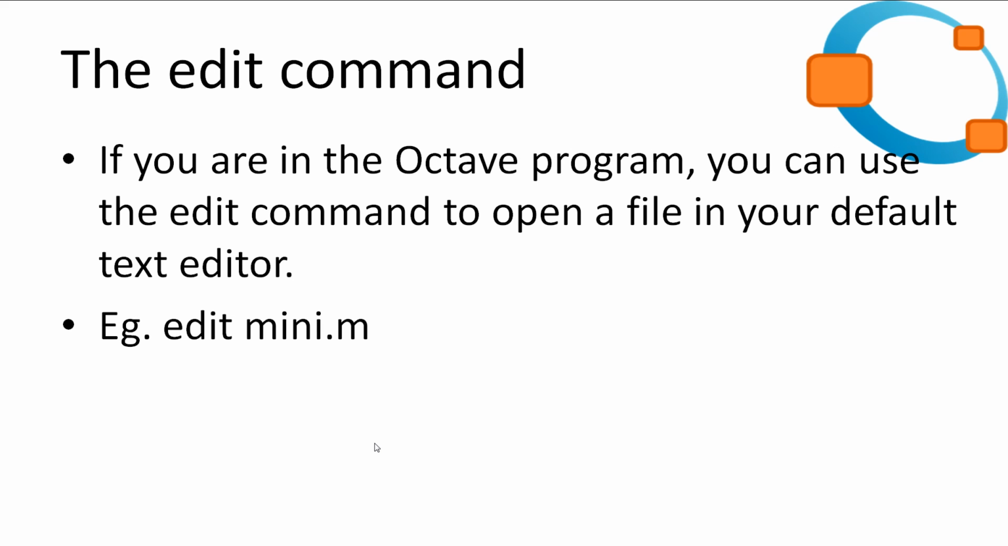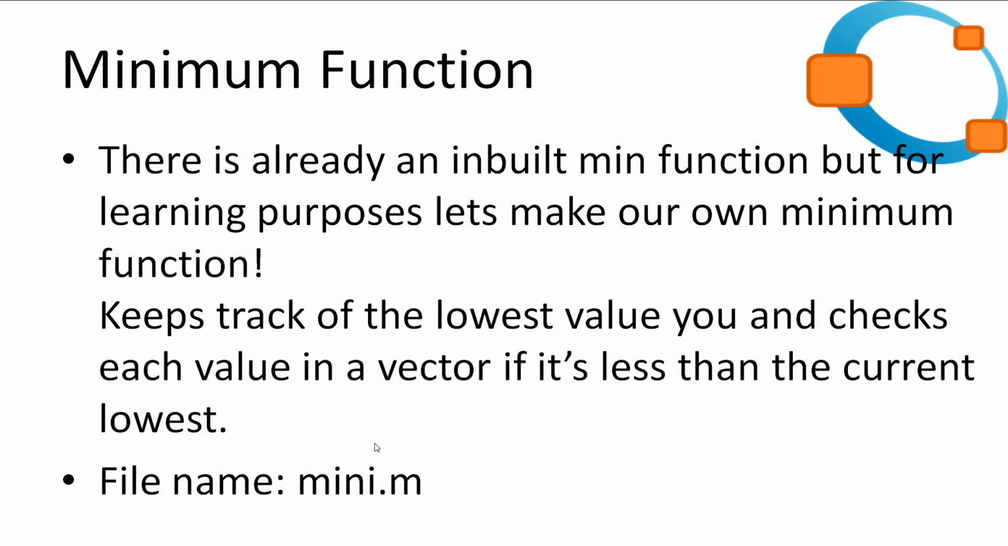We can quickly open our text editor from within Octave by using the edit command, and then the name of the file that we want to open. For example, edit mini.m. Okay, let's make a minimum function. Octave already has one called min, but for learning purposes, let's make our own. The function needs to keep track of the lowest value in a vector and compare it to each element in the vector. So let's call the function file mini.m.